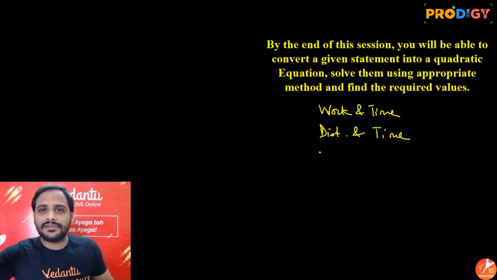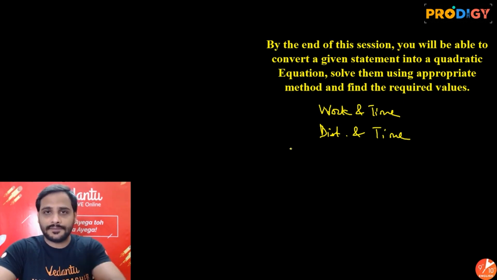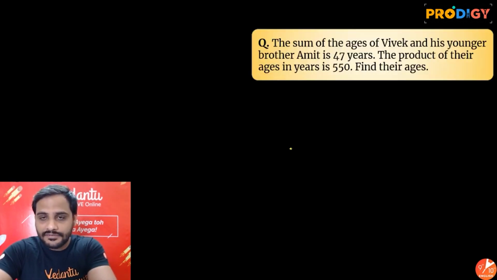Then there are pipes and systems, like a tap is filling this tank in this many hours, so if they are opening together, working together, all these kinds of problems, beta, you will be able to solve by the end of this session. Okay, so I will try to cover all the types of problems which are there. Okay, let us start with the first question.